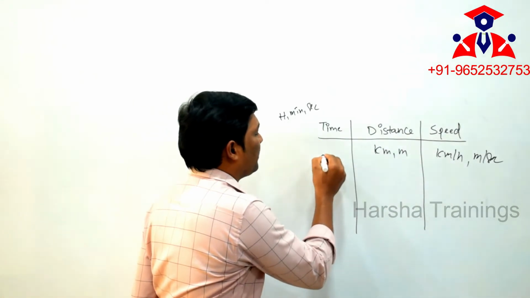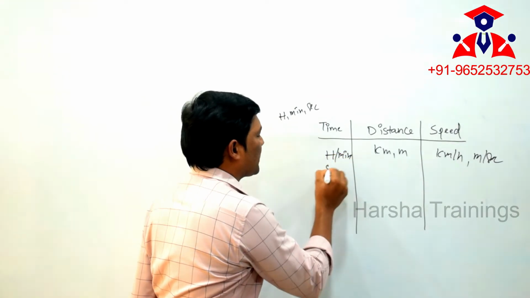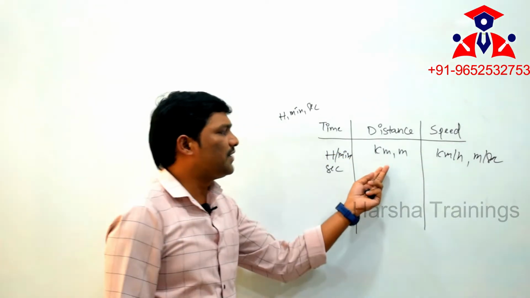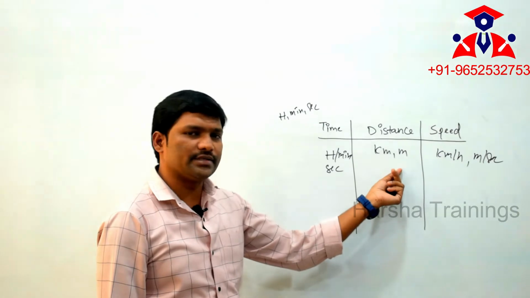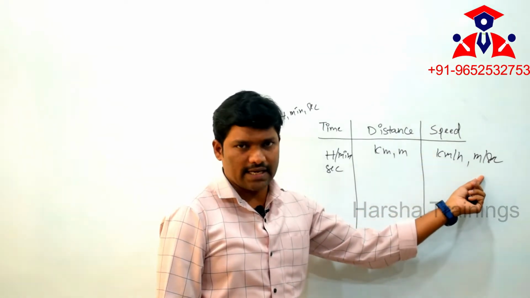Just to recap, what are the units of time? Hours, minutes and seconds. What are the units of distance? Kilometers and meters. What are the units of speed? Kilometer per hour or meter per second.